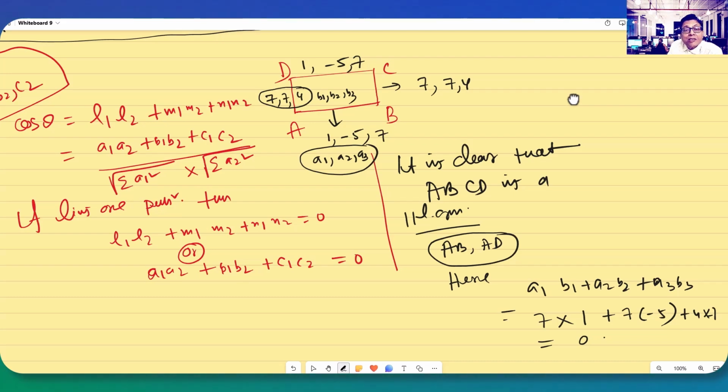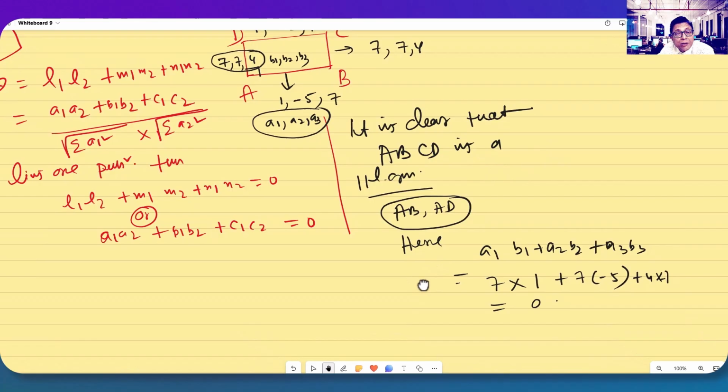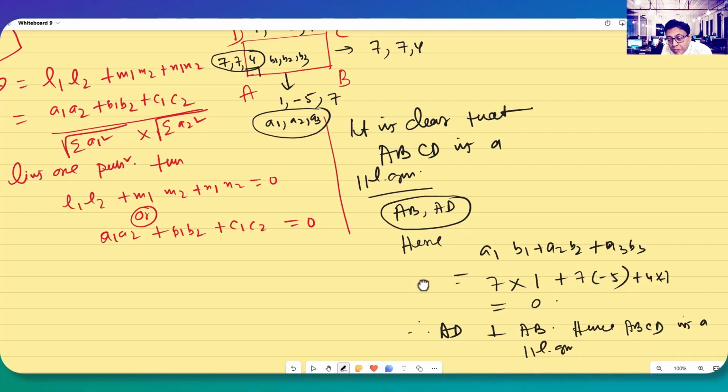So it will ensure that AD is perpendicular to AB. Hence, ABCD is a parallelogram. Alright? Sorry, it's a rectangle, because one angle is 90 degrees and already we have proved that it's a parallelogram.